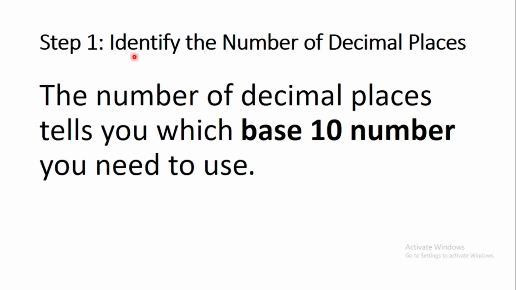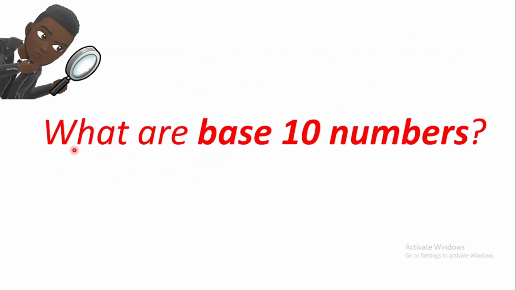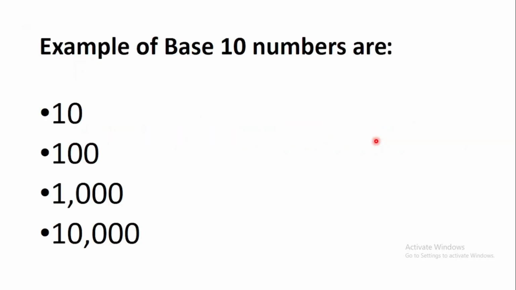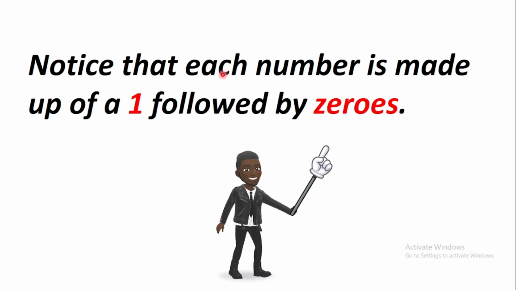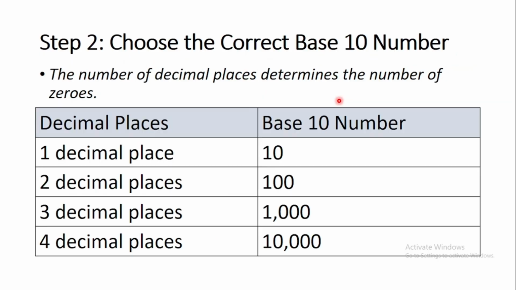Step 1, identify the number of decimal places. The number of decimal places tells you which base 10 number you need to use. What are base 10 numbers? Examples of base 10 numbers are 10, 100, 1000, 10,000. Notice that each number is made up of a 1 followed by zeros.